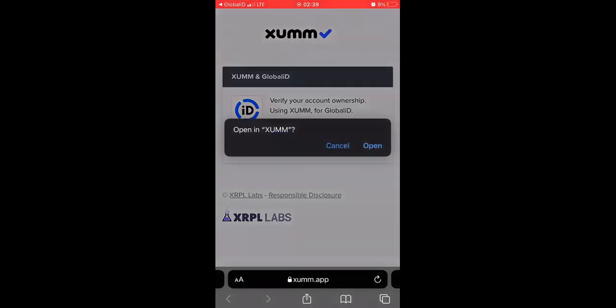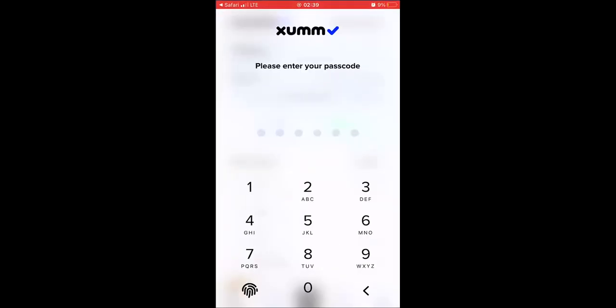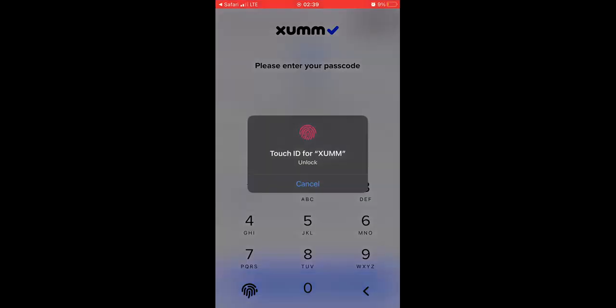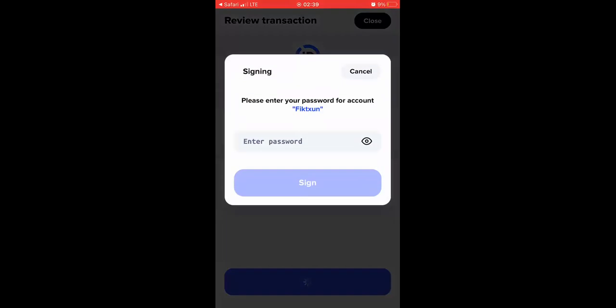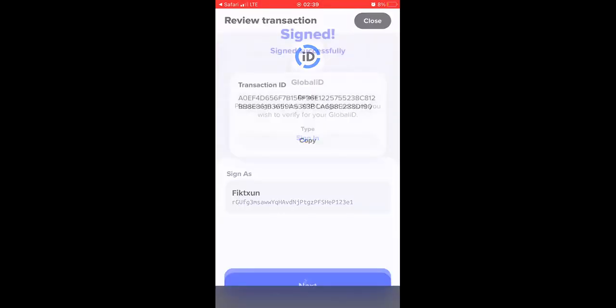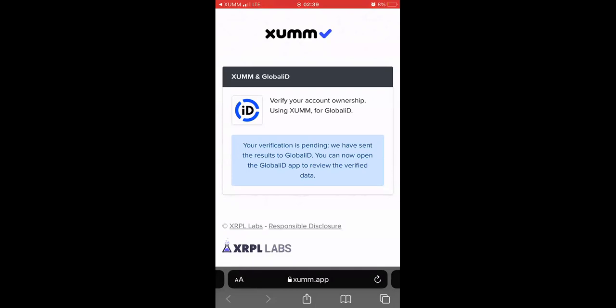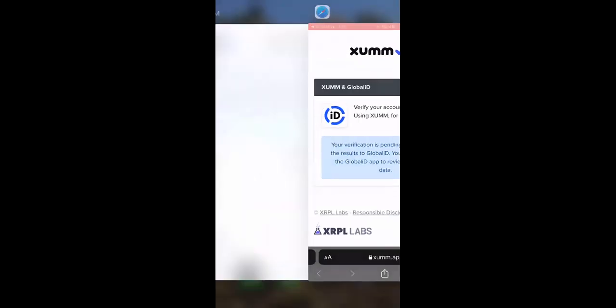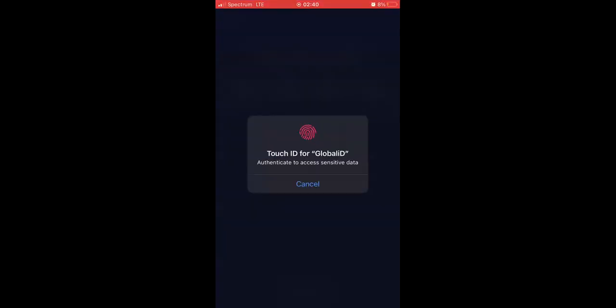Open XUMM. It's going to lead you to this. You want to slide and accept. And you want to put your password in. Next. You want to go back to your Global ID and you're going to open it back up.